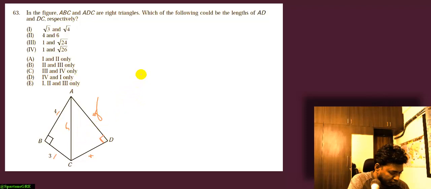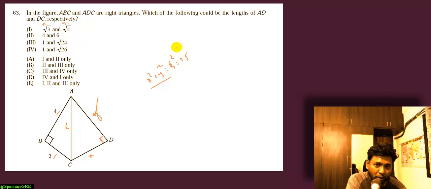Now by Pythagoras theorem, x square plus y square will be equal to 5 square, that is 25. Now you check your options. If this is x and this is y, x square plus y square will be 7. It is not equal to 25, so option 1 is wrong. Now 4 square plus 6 square is more than 25, so this is also wrong. Now option 3, 1 plus √24 square, that is giving you 25, so option 3 is correct. Option 4, 1 plus 26 is giving you 27, so this is also wrong.